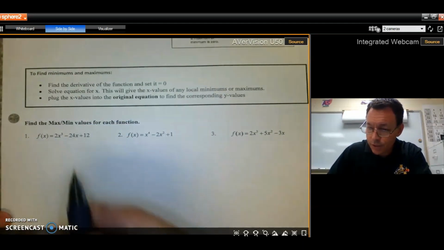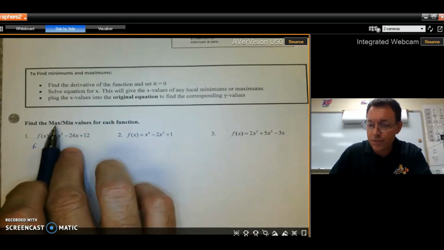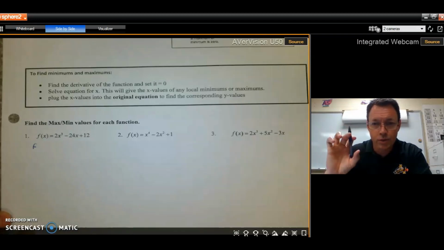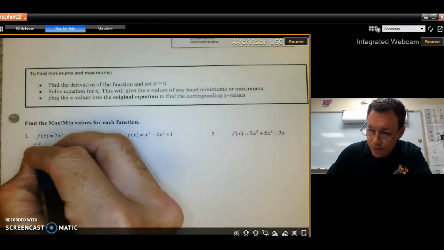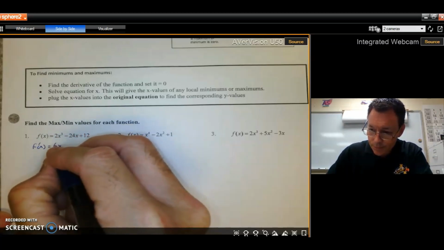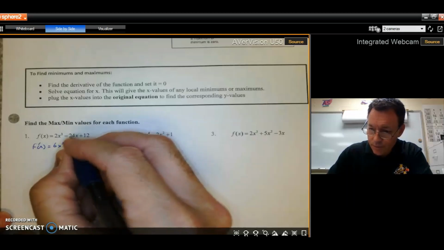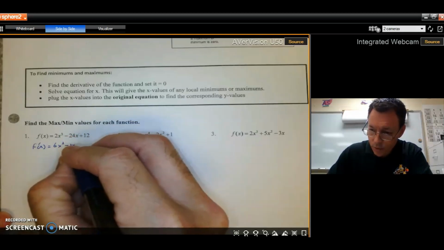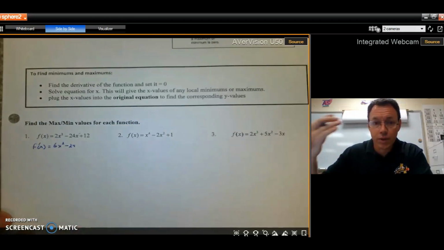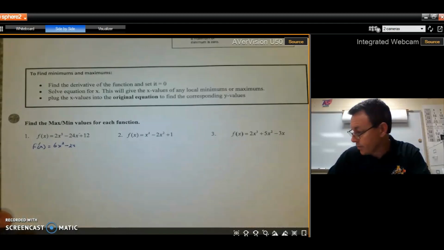So here's my function. And so the first thing I'm going to do, so all we're doing right now is we're going to find the maximum minimums. We're going to find where those points would be located. So I'm going to find the derivative, which will be 6x squared minus, it'll be 1 times 24, so 24. This is x to the first, so we're going to reduce it by 1, so it's just going to disappear. And then your constant always disappears. So that's it. That's our derivative.